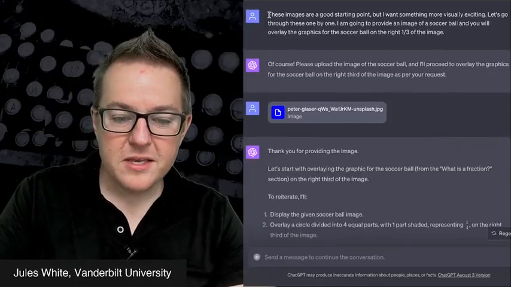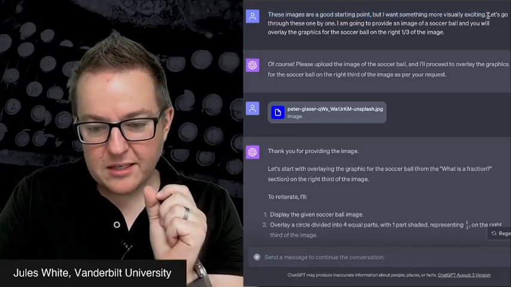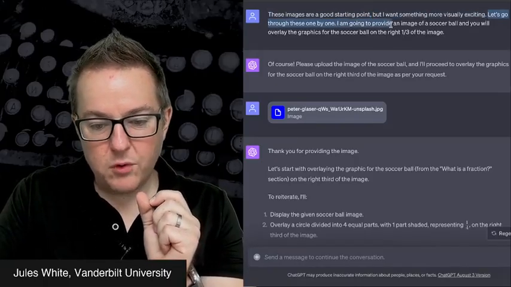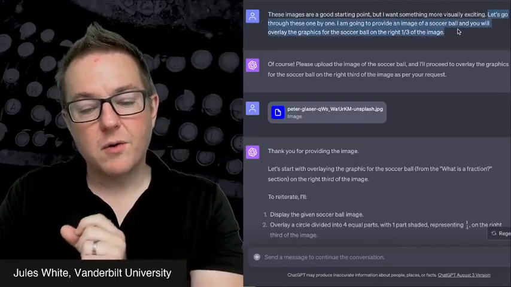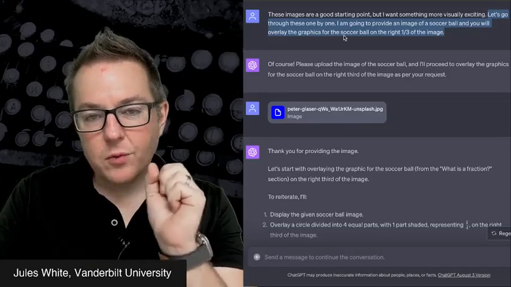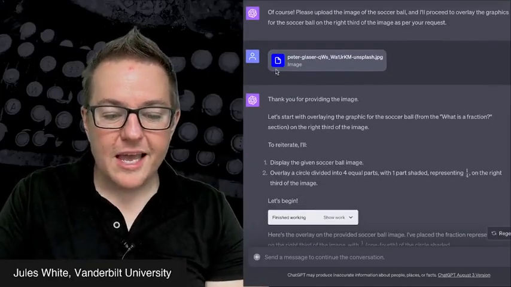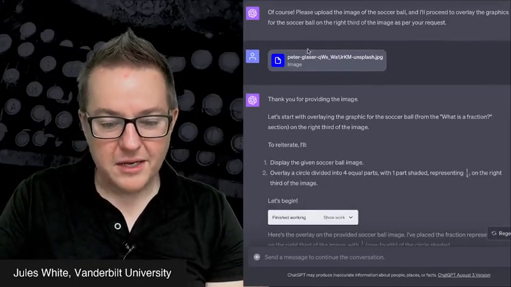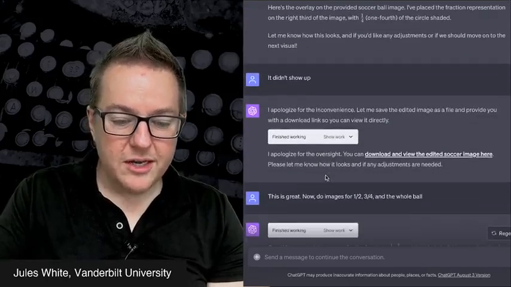So I'm going to say, these images are a good starting point, but I want something more visually exciting. Let's go through these images one by one. I'm going to provide an image of a soccer ball, and you will overlay the graphics for the soccer ball on the right 1/3 of the image. So what I want to do is give it more visual pop, more excitement. And so I've gone and given it an image of a soccer ball from Unsplash. And then it's going to go through and it starts trying to do it, and it didn't work.